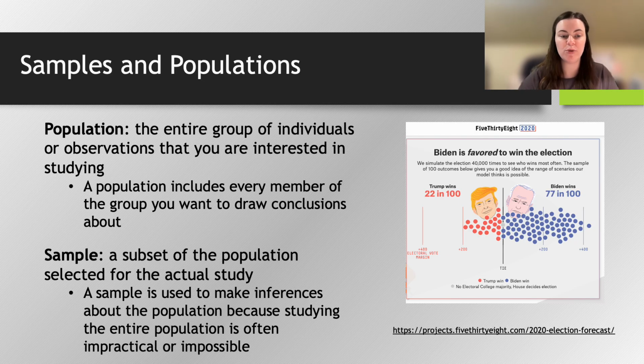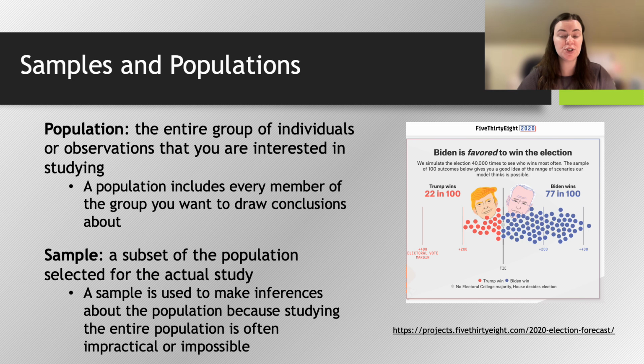Whereas a sample represents a subset of a population that we select to study. A sample is oftentimes used to make inferences about a population because studying the entire population is oftentimes impractical or even impossible. So this is the point in the semester where we will be shifting from our descriptive statistics unit, so simply describing and organizing data, into inferential statistics, where we will be making inferences about our data and an entire population. A very common example of this is election polling and election data.